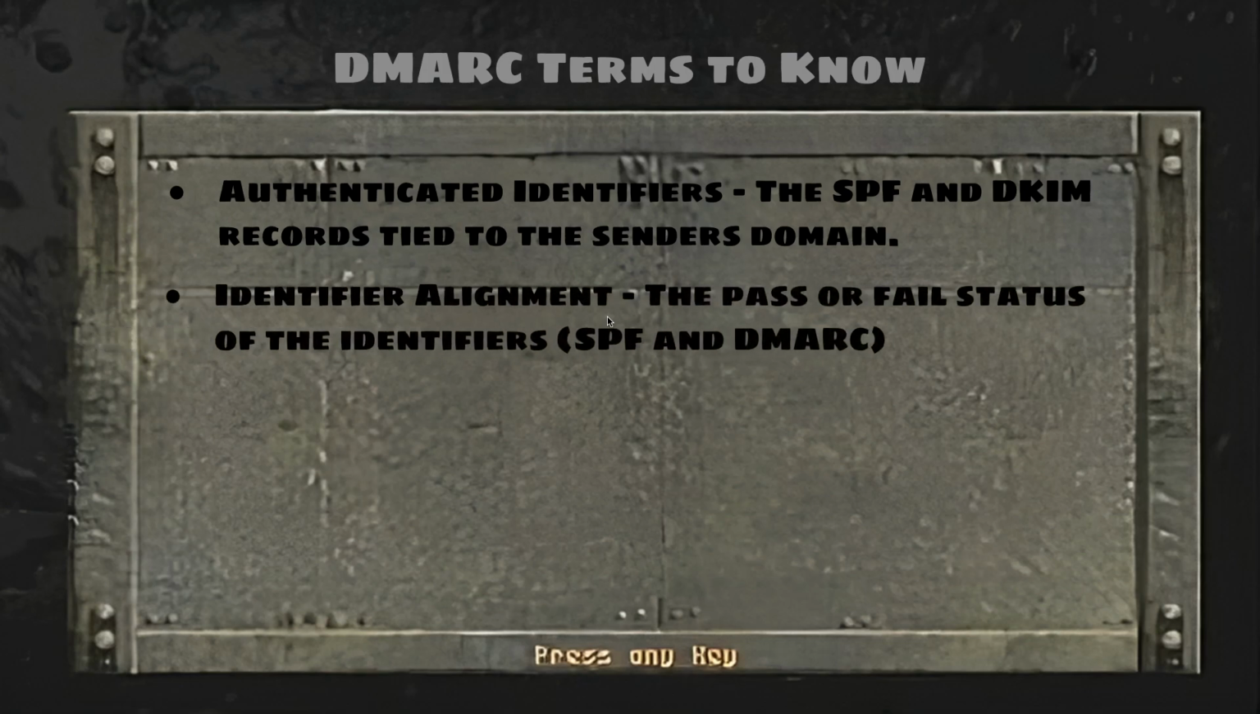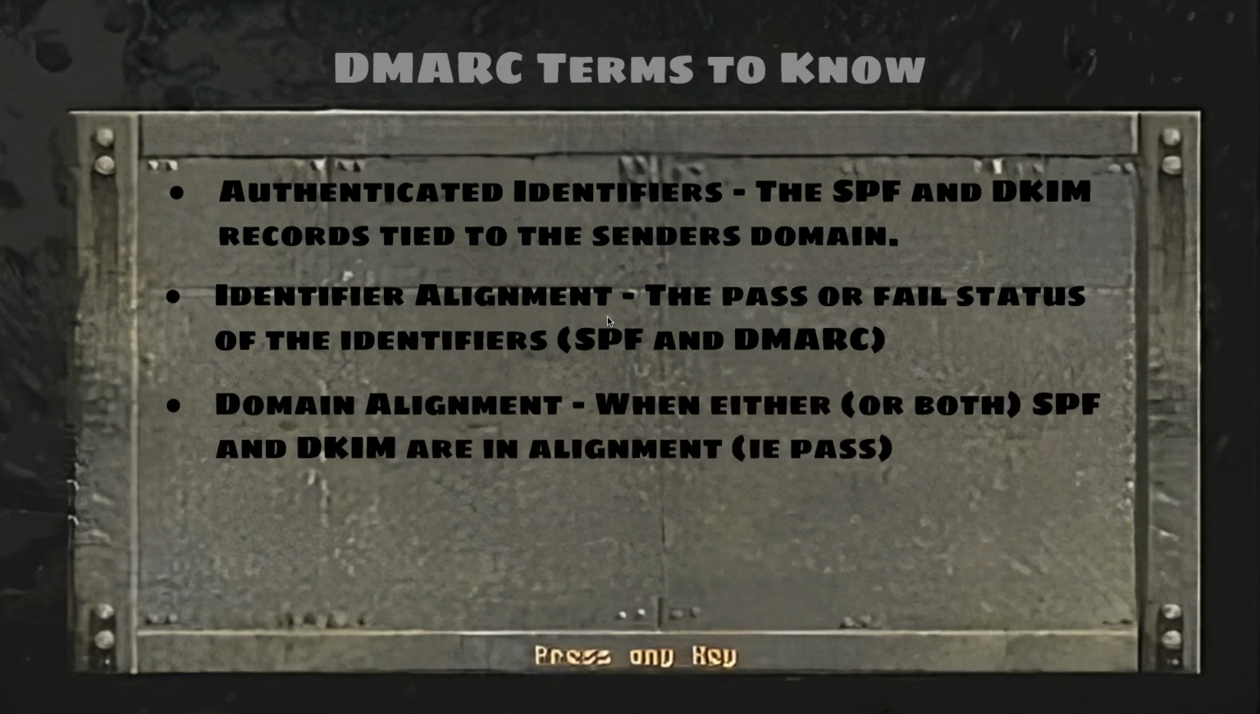Then there's identifier alignment. If SPF passes, you can say that identifier is in alignment. If DKIM passes, then you can say that identifier is in alignment. Then you have domain alignment, where either or both SPF and DKIM pass that alignment test. So if one or both are in alignment, you can then say that the domain is in alignment.